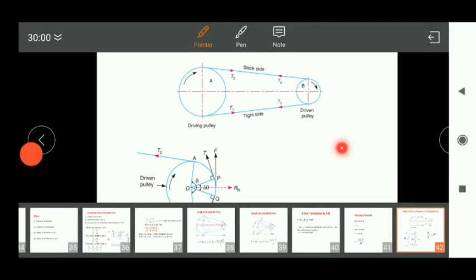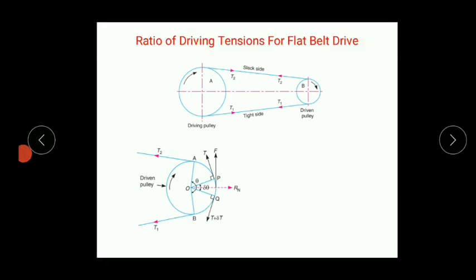So the ratio of the driving tensions, T1 upon T2, finally comes to T1 upon T2 is equal to e raised to mu theta, where mu is the coefficient of friction. We already know its notation. So the coefficient of friction between the belt and the pulley is represented by mu, and theta is the angle of lap. The first thing we need to understand is what the angle of lap is.